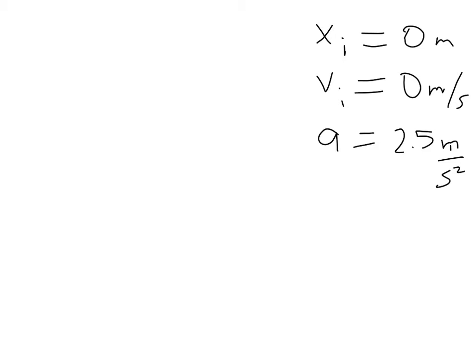What else do we know? We know that he accelerates until he reaches a speed of 20 meters per second. And so his final velocity is 20 meters per second. We are asked to find for how long the officer accelerates. In other words, what is the time?